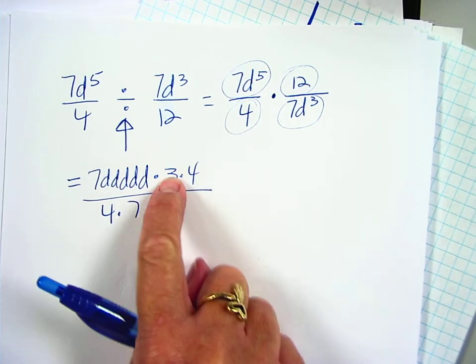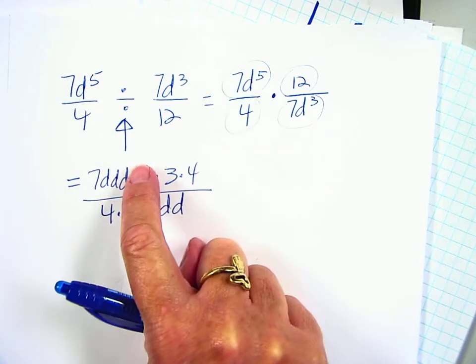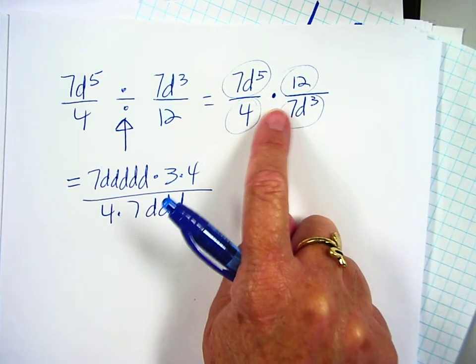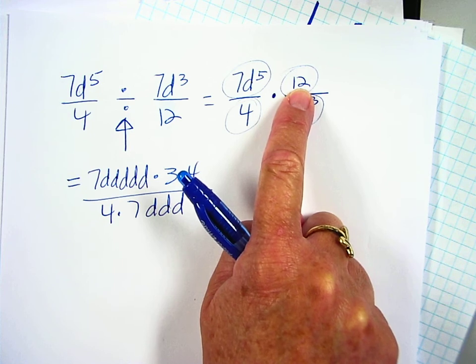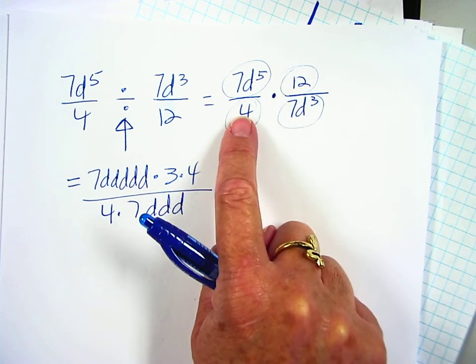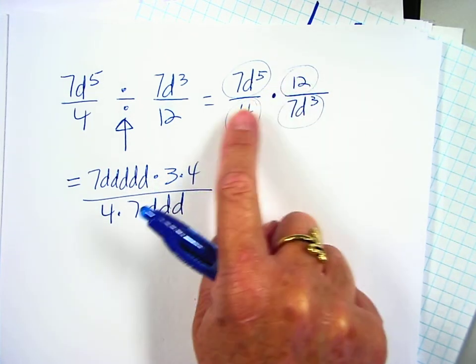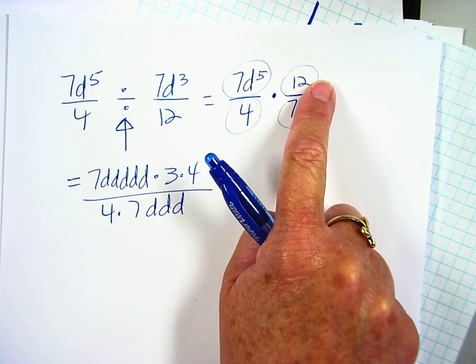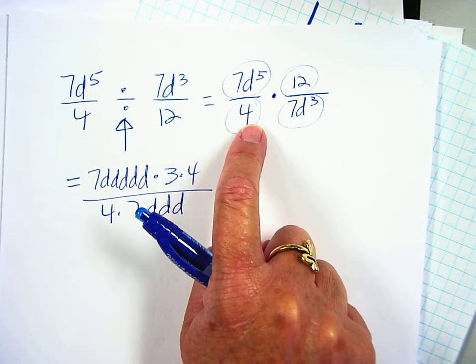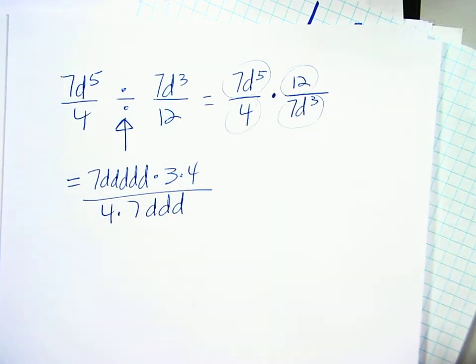Now, this is 12 right here. There's my 12. There's my 7d to the 5th times 12. Why did I make 12 3 times 4? How come I didn't make it 6 times 2? I could have, but look, there's a 4 down here. So if I have a 4 up here, then that means I can cancel those 4's out. Now I could call this 2 times 6, and I could call this 2 times 2, and I could cancel out my 2's, but then there'd still be some more canceling to do.